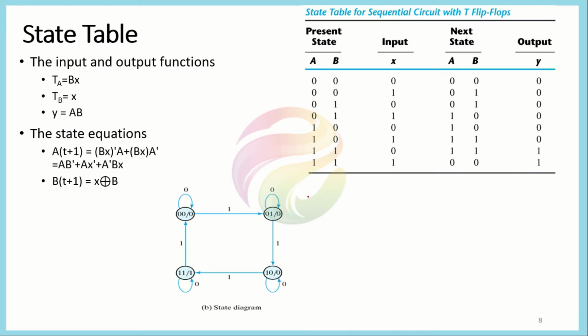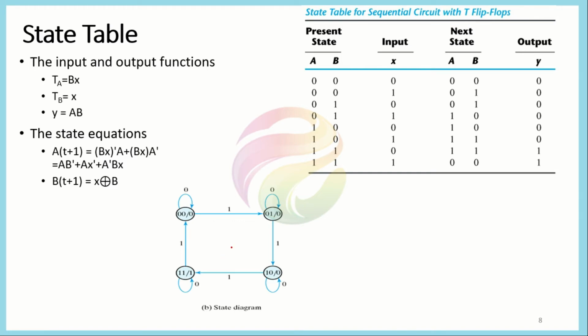So in this way, you can see that this is basically an example of a binary counter. We are moving from 0 0, 0 1, 1 0, 1 1, and again 0 0. Whenever it gets an input equal to 1, it increments its value by 1. Whenever the input is 0, it remains at its current value.